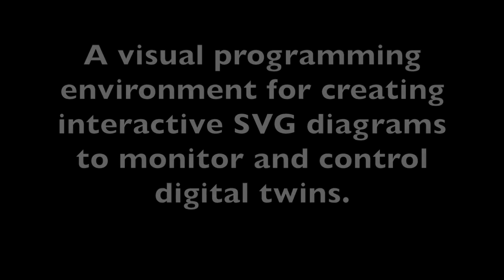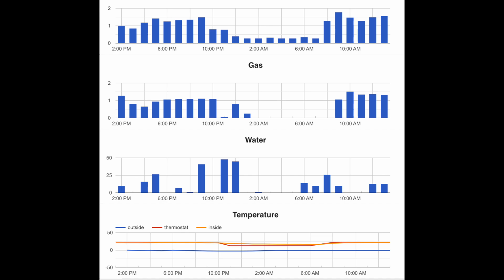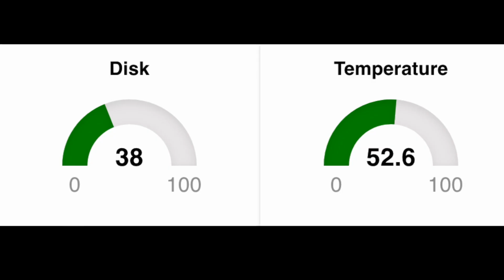A digital twin is a virtual representation of a building or installation that can be used for monitoring and control. Data from sensors can be displayed with charts and gauges. Devices can be controlled with switches or sliders.